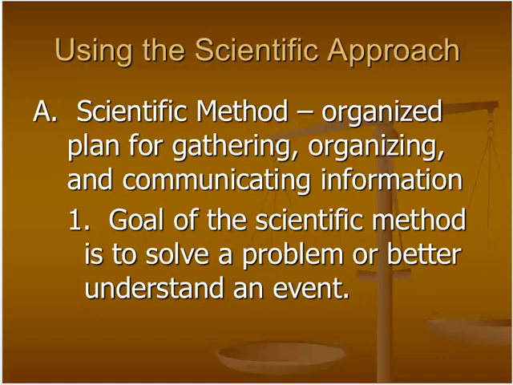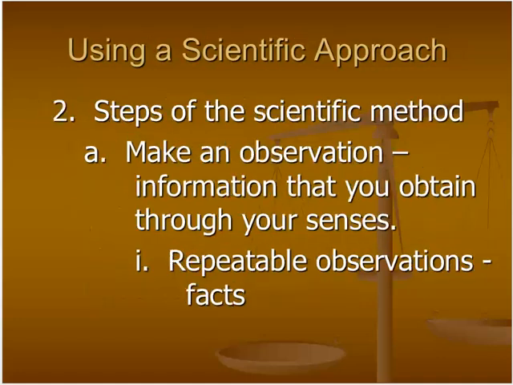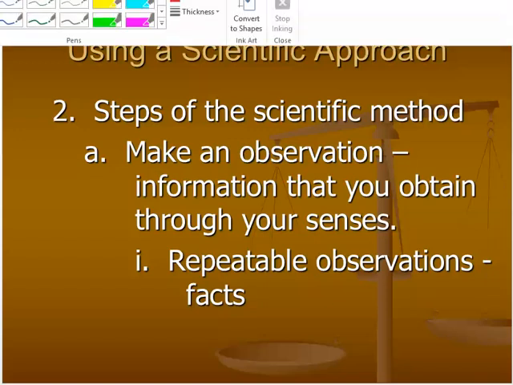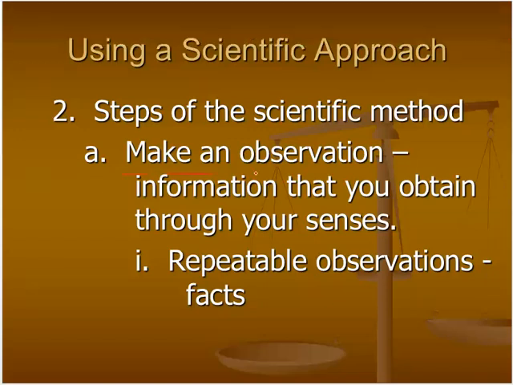Okay, with this here, first we want to talk about the scientific method. This is an organized plan for gathering, organizing, and communicating information. The goal of the scientific method is to solve a problem or better understand an event. Okay, the steps to the scientific method. We want to make an observation. So one of the first things is we make an observation. You're going to gain that through your senses. Either you're going to see it, hear it, smell it, or taste it. And during that, we're going to have repeatable observations. Make sure they're repeatable observations.